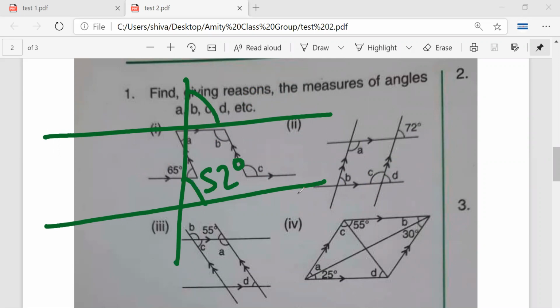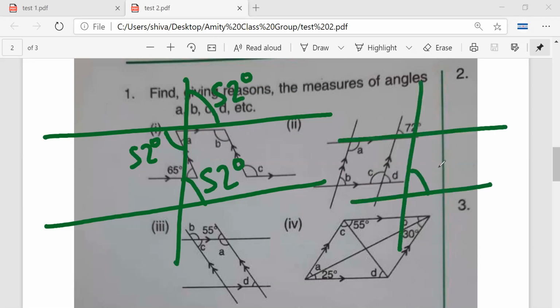Sir, I am not getting it. So this angle is equal to this angle? Okay, so 52 degrees. Any doubt? No. Mr. Satya, if this is 48 degrees, therefore this angle would be 48 degrees. Shabash.